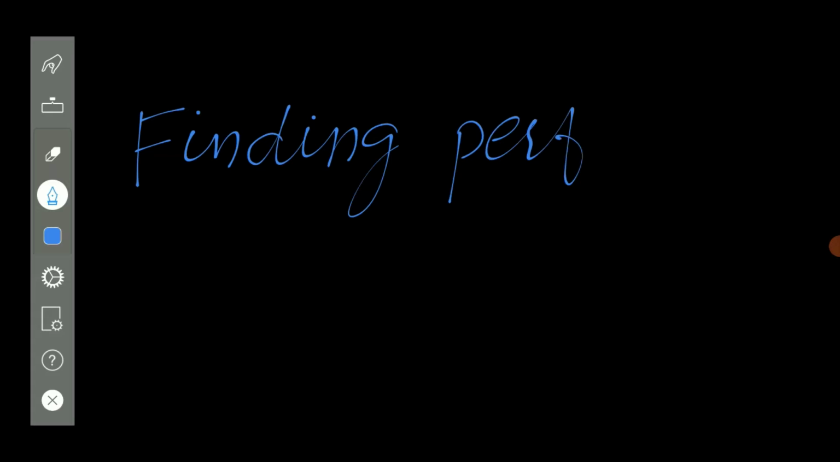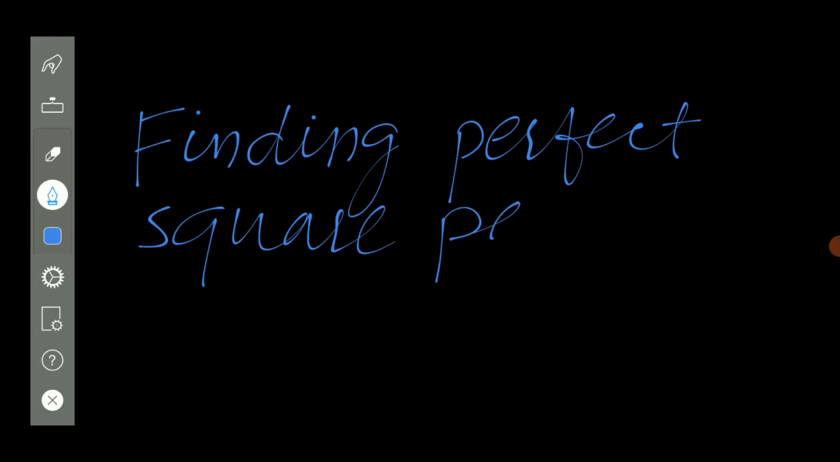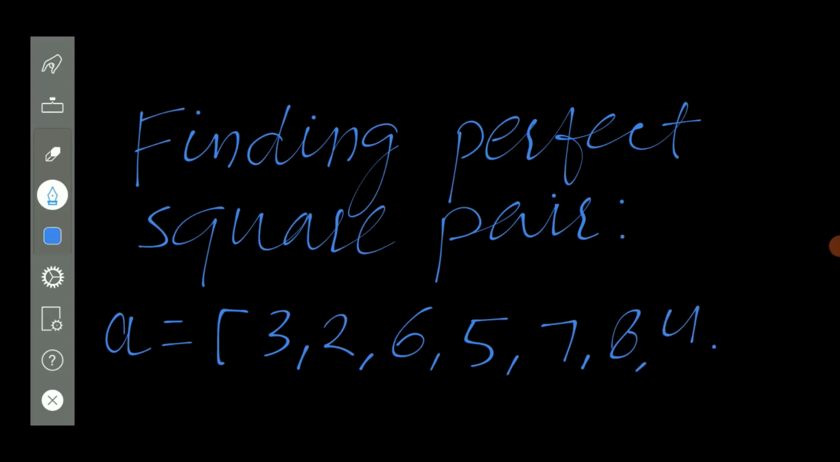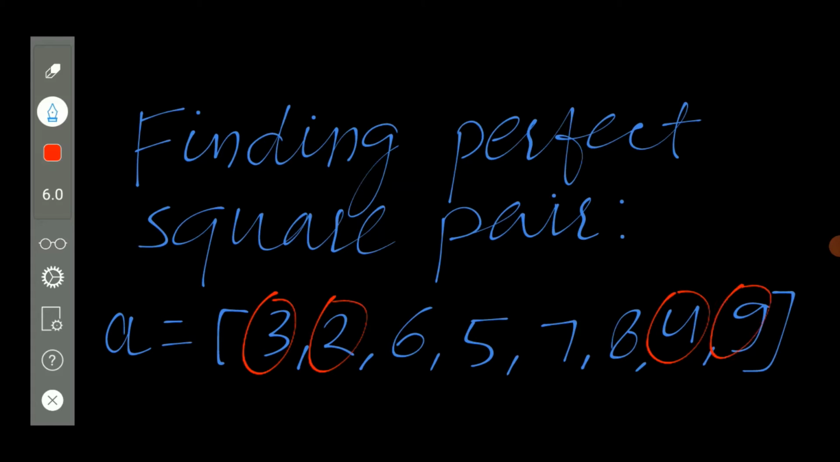Hey guys, in this video I'll show you the Matlab coding for finding perfect square pairs in a vector. So basically, if you are given a vector like this, 3 2 6 5 7 8 4 and let's say 9, then we have to write a code to find the pairs of a number and its square.